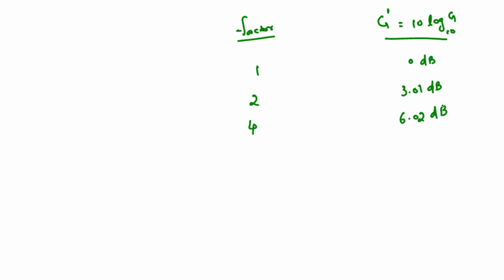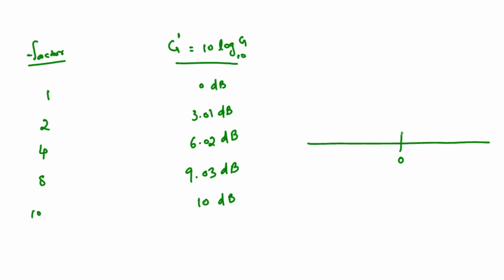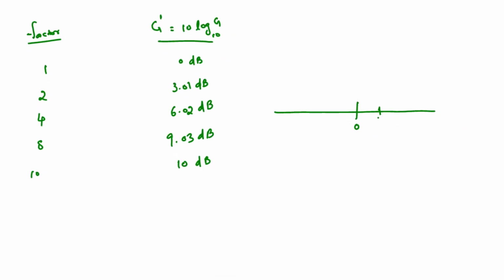Now you can see the natural incremental tendency phenomenon. From 1 to 2, it goes from 0 to 3.01 dB, and 2 to 4 it is 6.02 dB, 4 to 8 it is 9.03 dB, and log 10 to the base 10 is 1, so it will become 10 dB. Now if I plot the factor on the x-axis and the gain in dB on the y-axis, we can clearly observe this very natural tendency phenomenon.